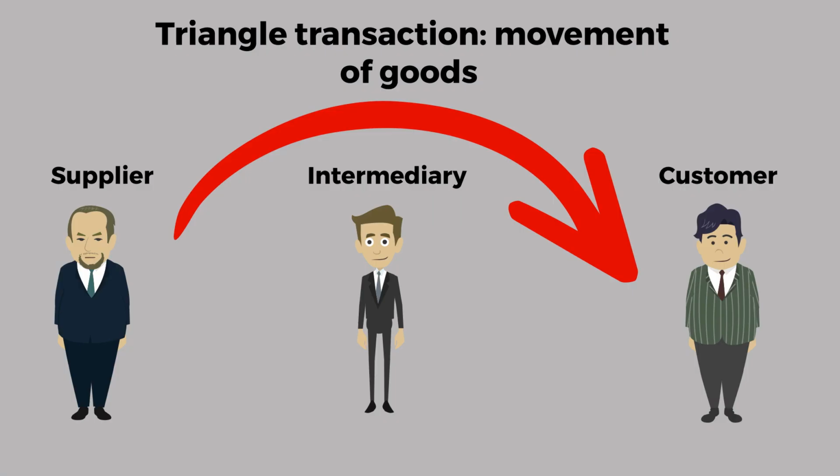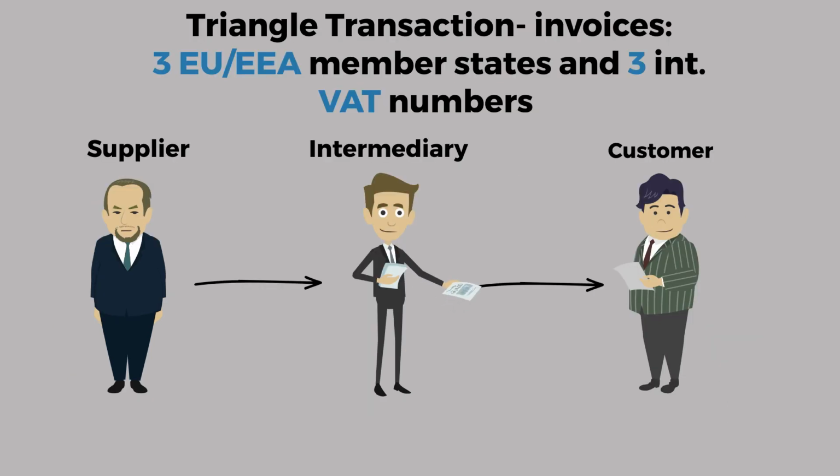Now there are a few special cases. Case 1, triangle transaction: an intermediary buys and sells goods, but the goods are sent from the supplier directly to the customer. If there are 3 EU member states involved and all 3 international VAT numbers are registered, it is possible that the supplier invoices to the intermediary and the intermediary invoices to the final customer.